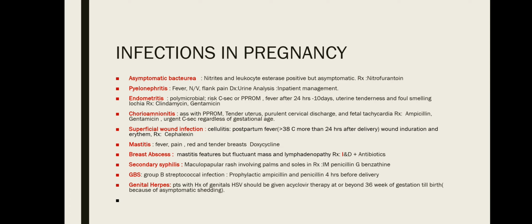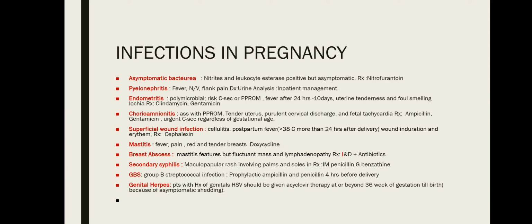Third condition is endometritis. The word itself suggests that there is infection of the endometrium. So, due to the prolonged rupture of the membrane and in the cesarean section, when the endometrium is exposed to bacteria for a longer time, this results in infection of the endometrium called endometritis. It presents with fever, uterine tenderness, and foul-smelling lochia. And for the treatment, we give clindamycin and gentamicin. We can remember this as ECG: E for endometritis, C for clindamycin, and G for gentamicin.